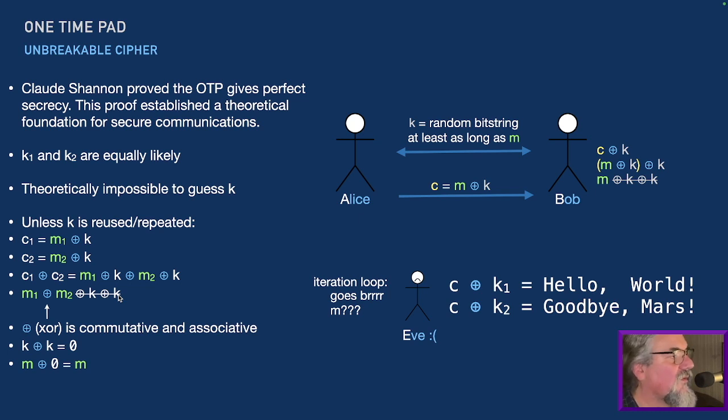Yeah, and that is also why the one-time pad is not so often used. It is also not practical to have to exchange the key and to use a different key for every message. Alice and Bob have to exchange a lot of key material for this to work.